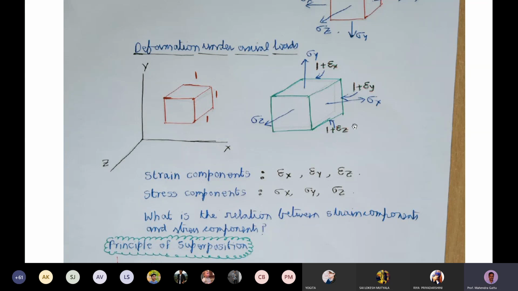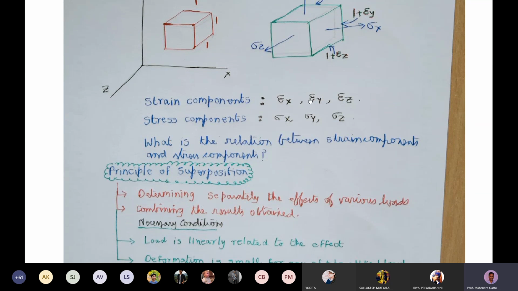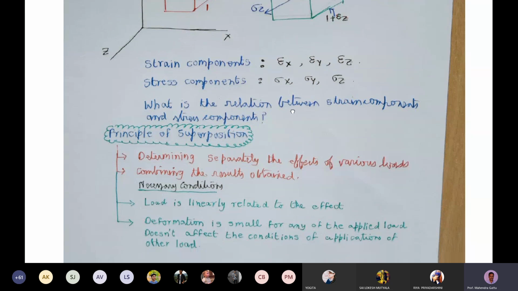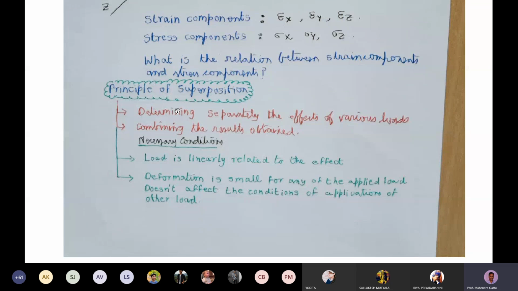And what we do is, how to relate these deformations with the strain components? How to relate the stress components with the strain components? So we'll apply the principle of superposition. In this principle, we apply each stress separately. First we'll apply sigma x and find what the deformation is. Then we apply sigma y and find the deformation or the strains. And then we apply sigma z and find the strains. Then we add all those deformations and get the final answer.